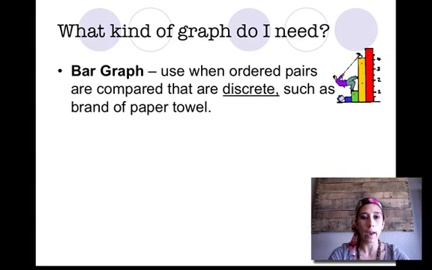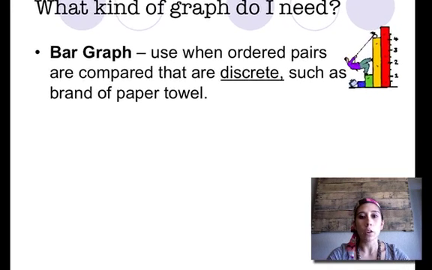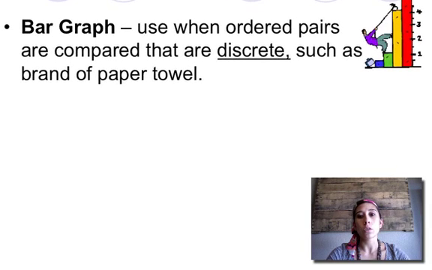So the first one that we have is a bar graph. A bar graph is going to be used when we have ordered pairs that are compared in a discrete manner. So if you're comparing something like the brand of paper towels or the brand of chips, things that aren't necessarily number related and don't get counted in a continuous pattern.